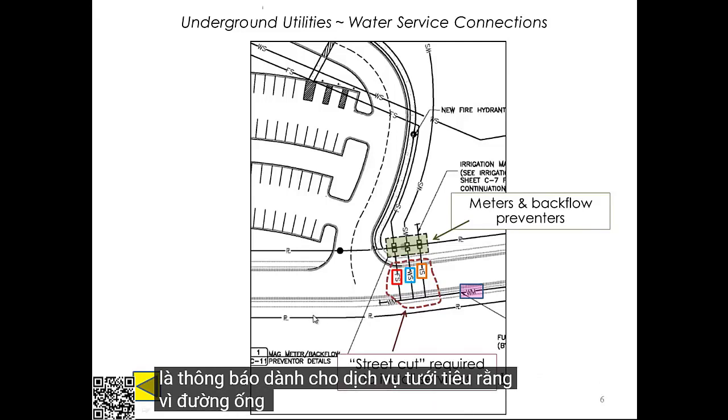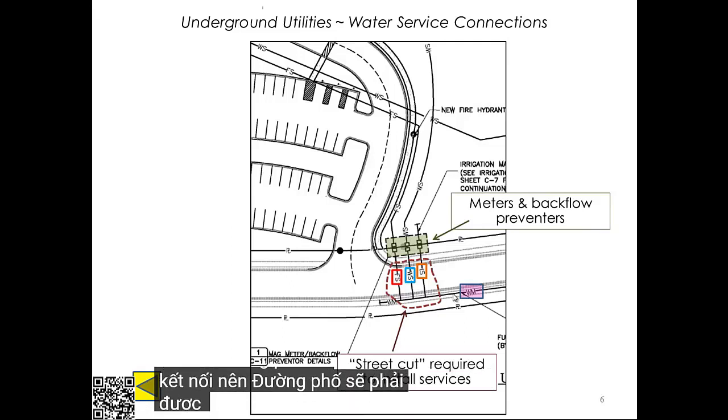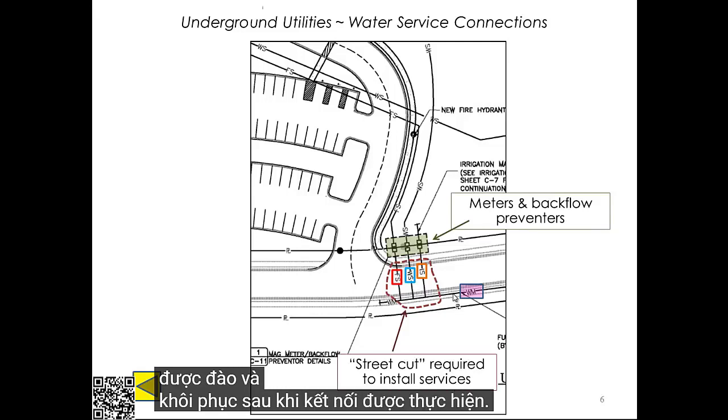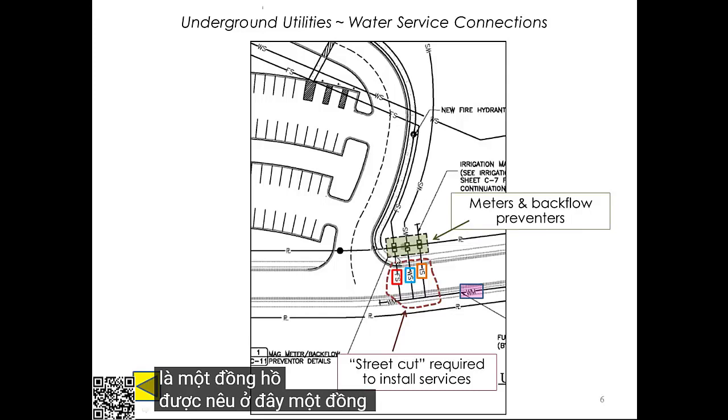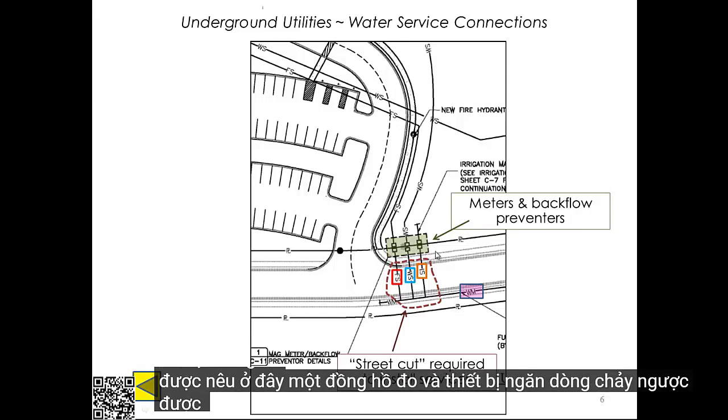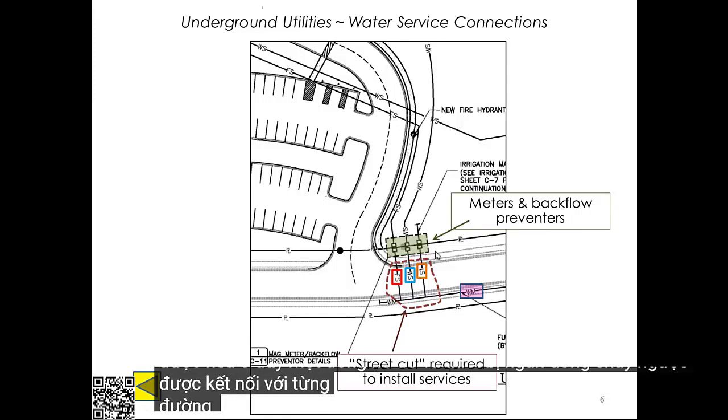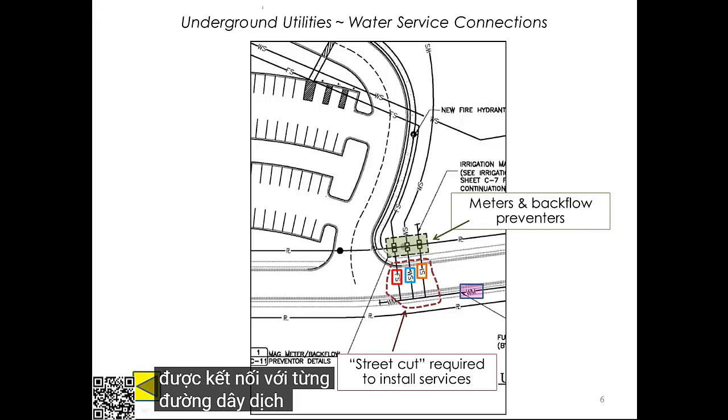Notice that since the water main is located on the far side of the street, in order to make the connection, the street will have to be blocked off, excavated, and then restored once the connections are made. Also notice that there will be a meter outlined here, a meter and backflow preventer connected to each of the individual service lines.